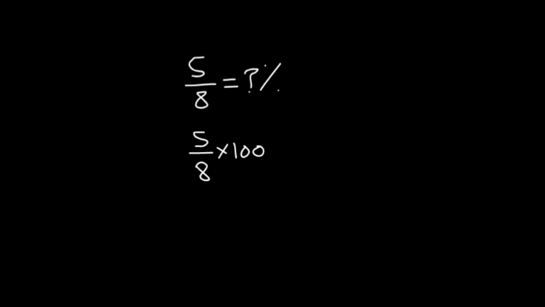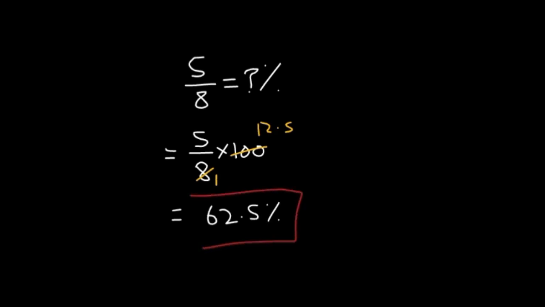So if we divide 100 on 8, 8 times 1 is equal to 8, and 100 divided by 8 is 12.5. So now we multiply 12.5 by 5. So we will get 62.5. So this is our answer.